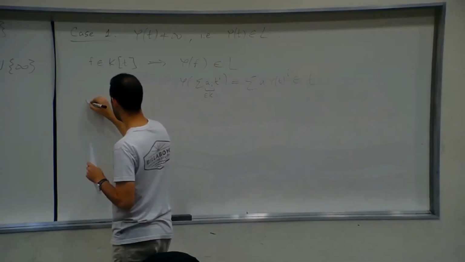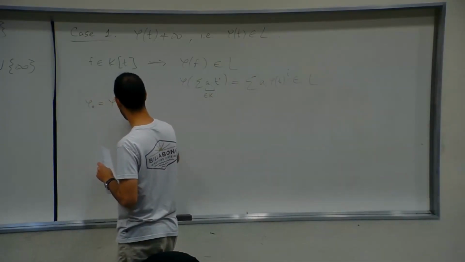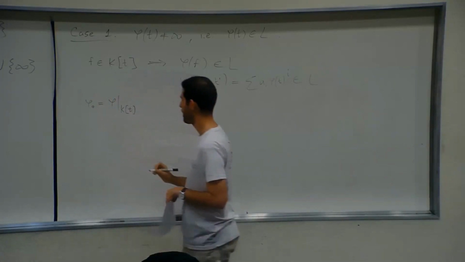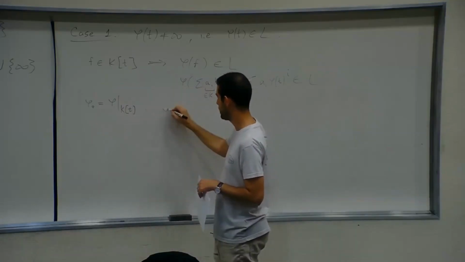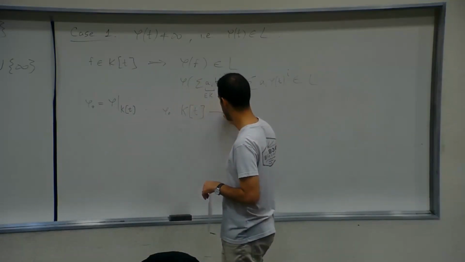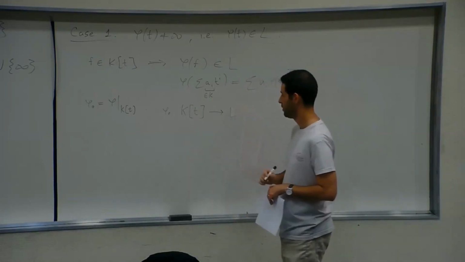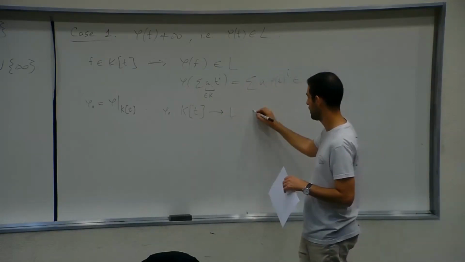So consider the restriction of the place to the polynomial ring. Then we get that every polynomial returns a value. In fact, we get a ring homomorphism.